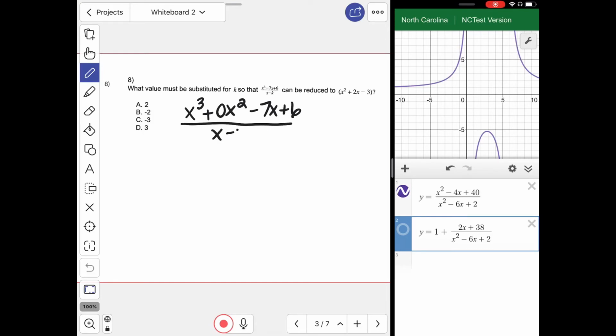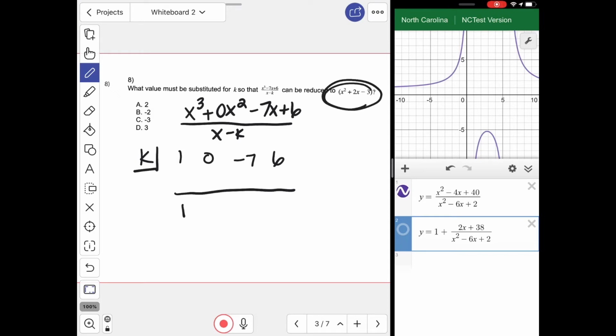And they're saying that they're dividing by x minus k. Okay, so if I set this up, this is going to be k. We don't know what k is, but I do know that this is 1, 0, negative 7, 6. I also know that when I reduce this, this is going to be a 1, a 2, a negative 3. All right, and from there, I would basically work backwards. Okay, so I know that if it reduces, it didn't have a remainder, so this would be 0. So this would need to be negative 6.